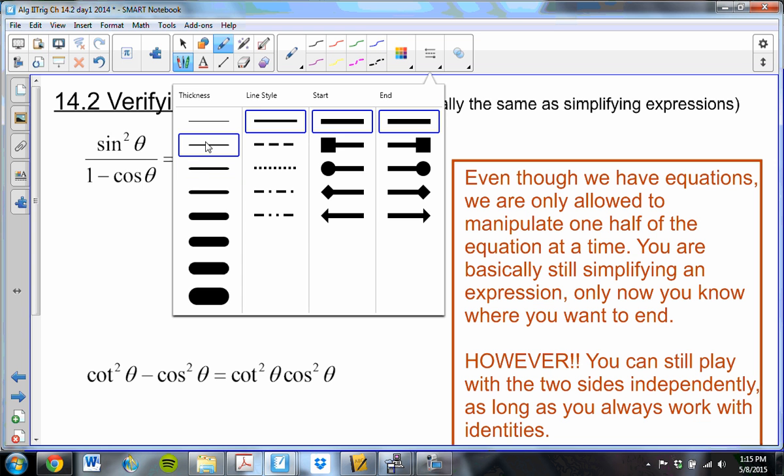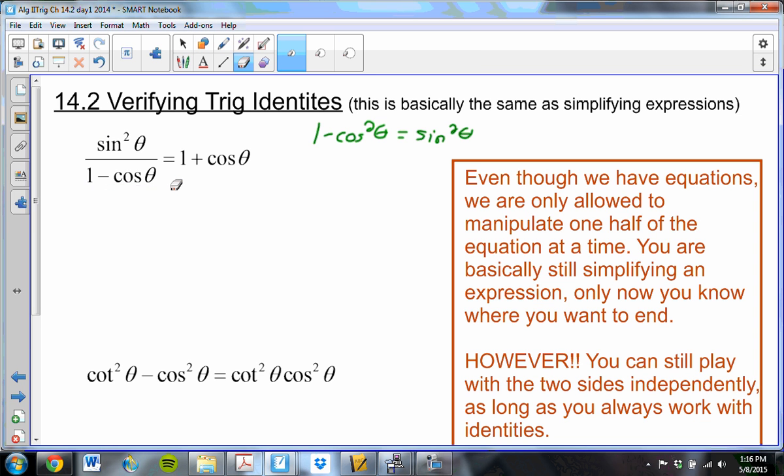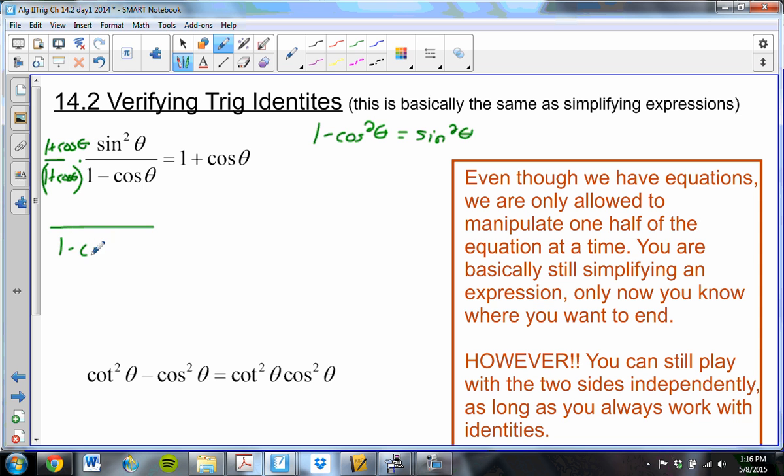Now I'll show two ways to do this first problem. I look at this and I think I really wish that was 1 minus cosine squared, because 1 minus cosine squared is sine squared, and that would be useful to me. But I don't have 1 minus cosine squared, so I want to try and make a 1 minus cosine squared. So what I do is I multiply the top and the bottom by 1 plus cosine. And when I do 1 plus cosine, on the bottom, when this foils out, it becomes a difference of squares, 1 minus cosine squared theta. And on top, I'm just going to leave it 1 plus cosine theta sine squared theta.